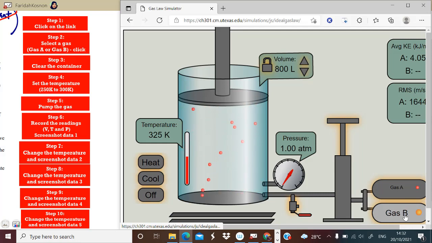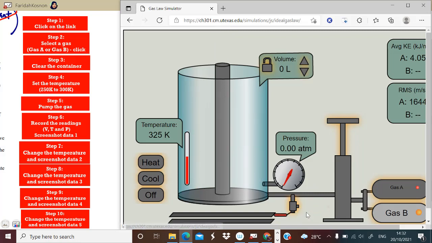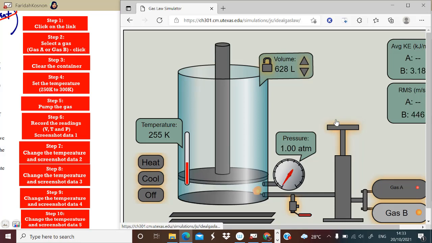Alright, okay. So now, kalau you lihat kat sini, next step adalah apa? Clear the container. Macam tadi, clear the container, you have to tap the valve. Okay, next, apa yang perlu kita buat adalah set the temperature. For the first reading, you have to set the temperature from 250 Kelvin to 300 Kelvin. Jadi saya nak start dengan suhu yang rendah dululah. Katalah 255 Kelvin. Okay, after that, kita pump the gas.